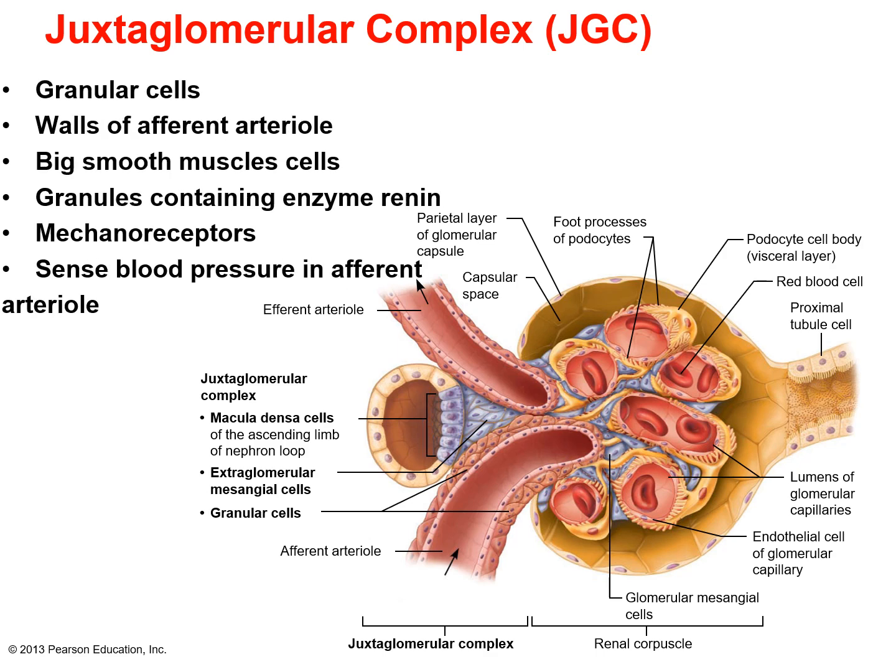The second special cell associated with your juxtaglomerular complex will be your granular cells. The granular cells are going to be found in the walls of your afferent arterioles. So you can find them here and here. They're in the walls of the afferent arteriole. These cells are big, enlarged smooth muscle cells that have granules that contain the enzyme renin. These granular cells work as mechanoreceptors that are able to sense blood pressure in that afferent arteriole.